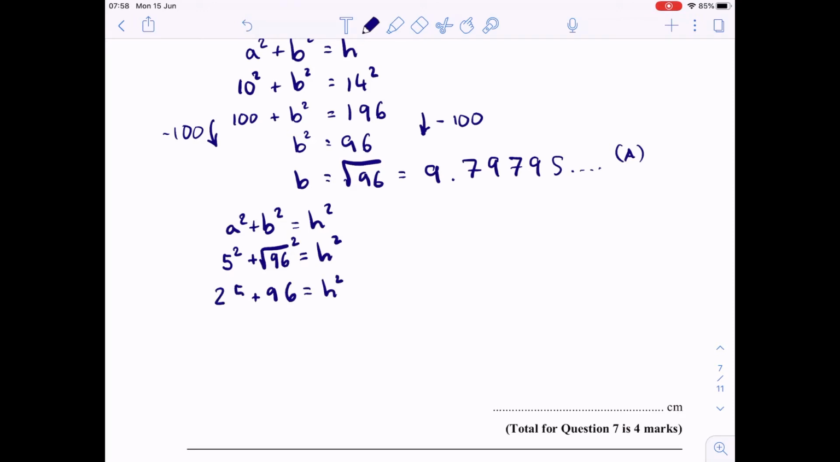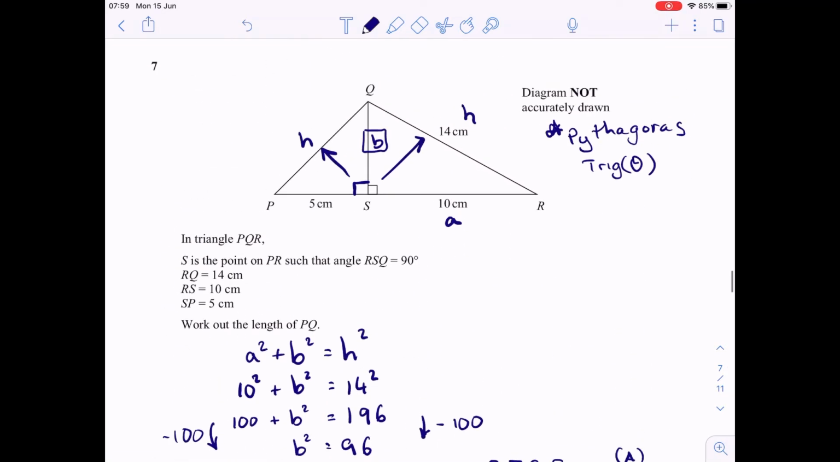And 5 squared equals 25, so overall H squared is going to be 25 add 96, which is 121. Okay, and if I square root both sides now, we get H is exactly 11 centimeters. So I'm just square rooting both sides there. That was a tricky one though.